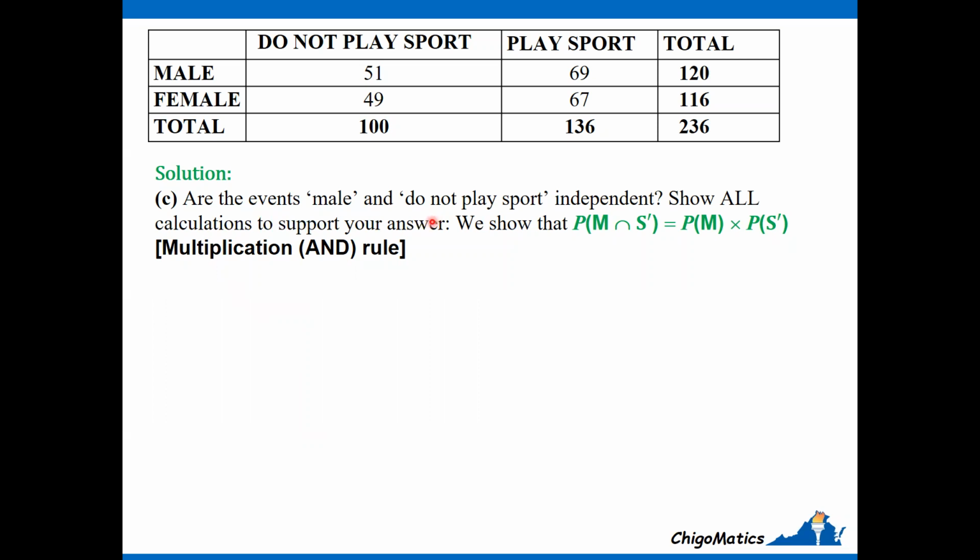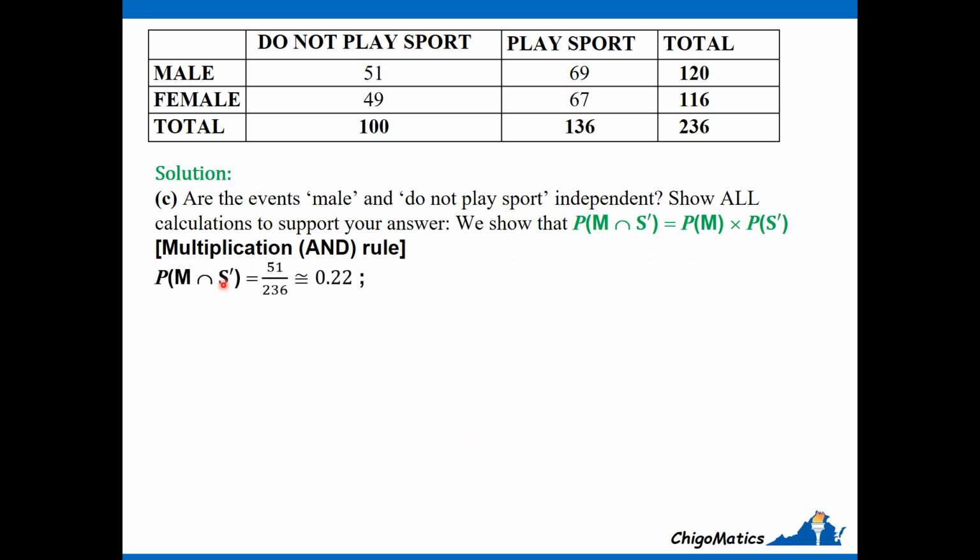Are the events male and do not play sports independent? Show all calculations to support your answer. So you are not supposed to say yes or no if you don't show why you are saying that, right? We show that probability of M intersection S prime is equal to the product of their individual probabilities. That is probability of M times probability of S prime. This is the multiplication or the AND rule that we are applying, right?